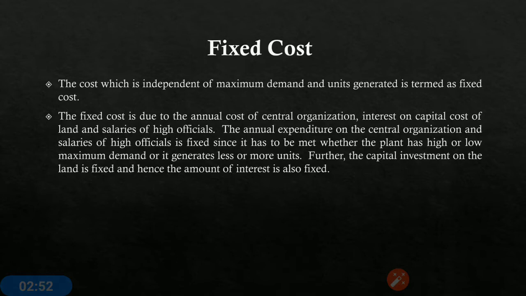With the approval of the plant, there are officials who are there with the plant. Their salaries are fixed, and their salaries do not depend upon the generation because the plant is in the erection stage. So their salaries have to be paid, and this comes into the fixed cost.